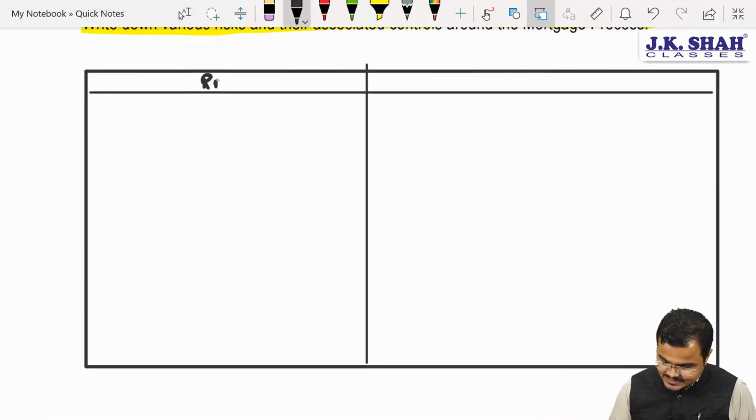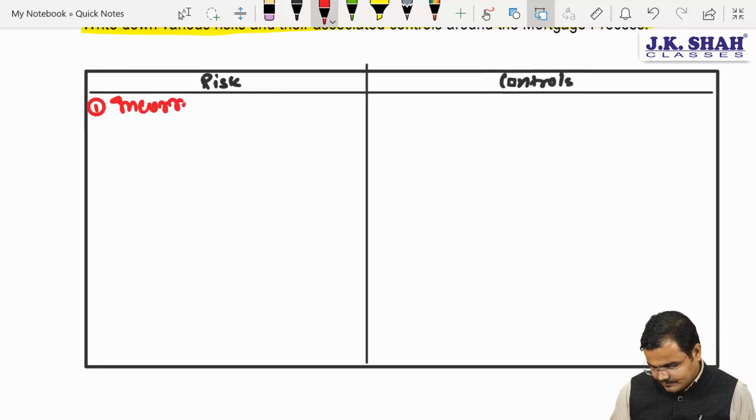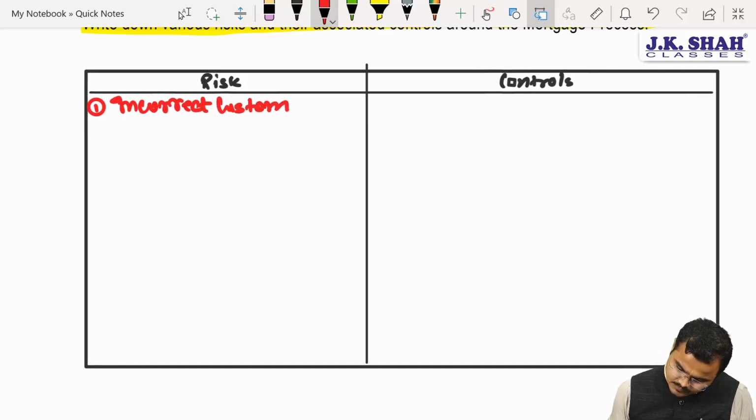So we will find the risks and controls. First is risk, and to minimize the risk we need to apply controls. The first one, chartered, is incorrect customer and loan details are captured.